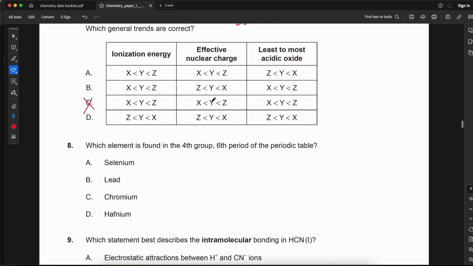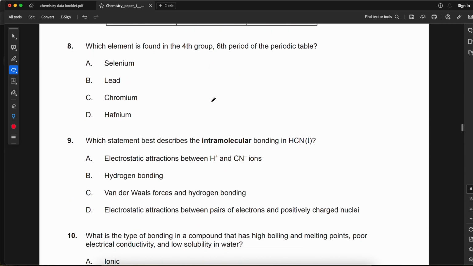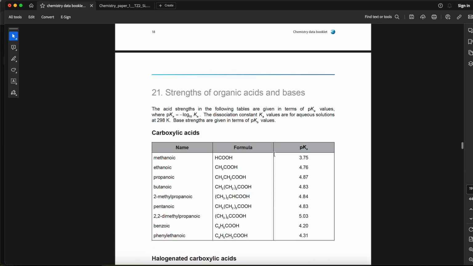Okay, so which element is found in group 4, period 6 of the periodic table? Let's see the periodic table.